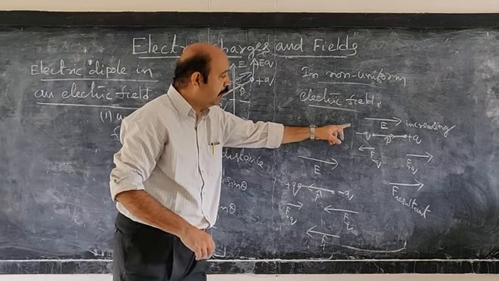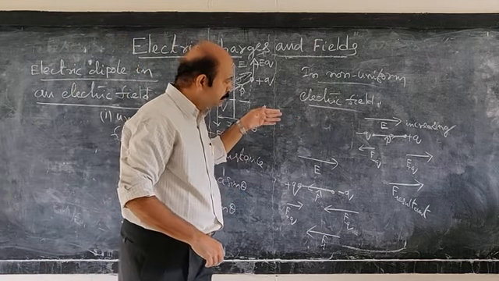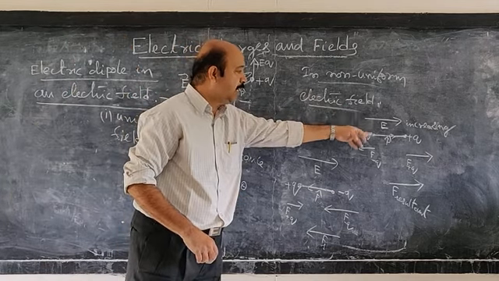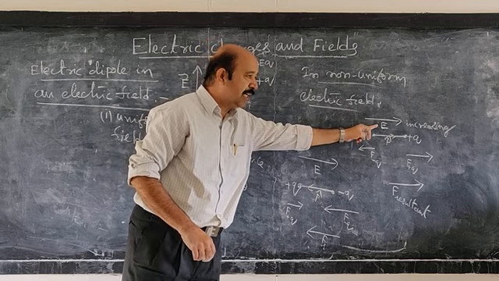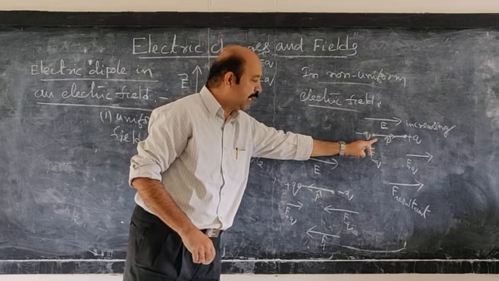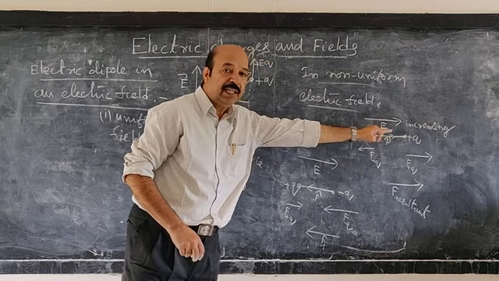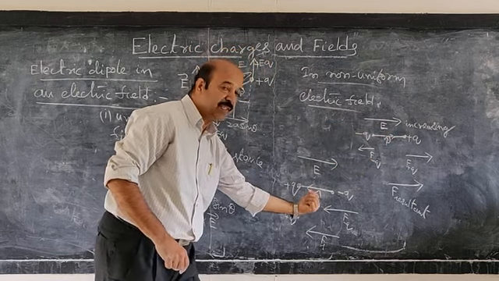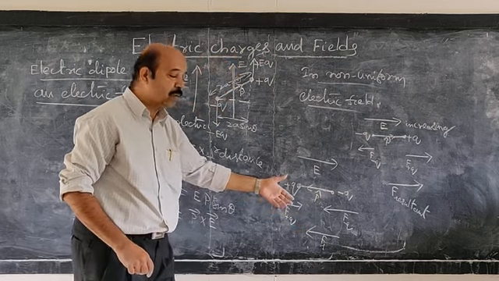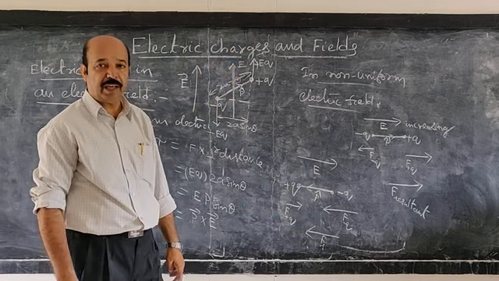But I have given here one example in which the field is increasing in this given direction. If the position of the dipole is like this, it will experience a resultant force in the direction of the increasing field. If the dipole position is reversed, it will experience a resultant force in the decreasing direction of the electric field.